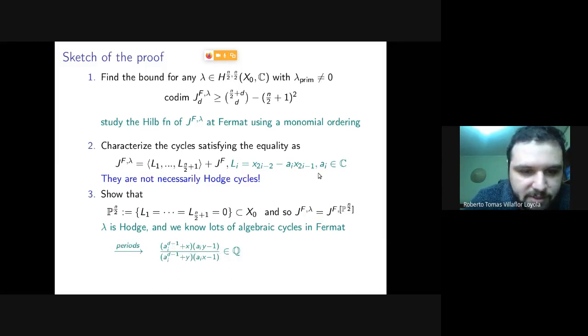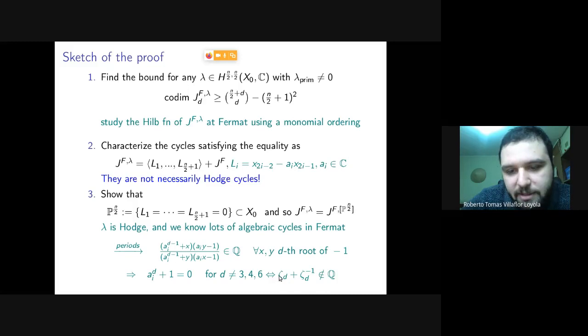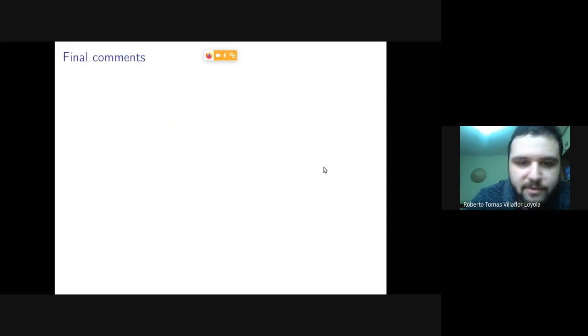Okay, so what are these conditions? These conditions are of this form: a_i to the d-1, where x and y are these roots of -1, any of these roots of -1. So we have a lot of rationality conditions, which are enough to prove that each of these numbers is in fact one of these roots of -1, which is what we want. I mean, this implies that the linear cycle is in fact contained in Fermat. But we can do this just for d different from 3, 4, and 6, which translates into the following arithmetic condition: that this primitive root of unity plus its conjugate is not a rational number. Okay, so that's the idea of the proof of theorem 1. This is what I wanted to say.